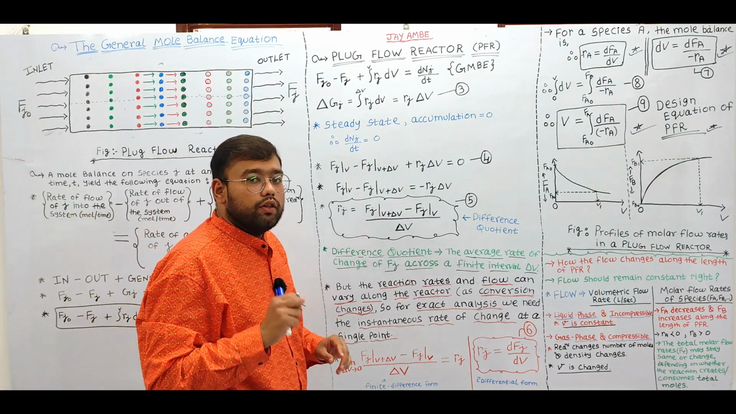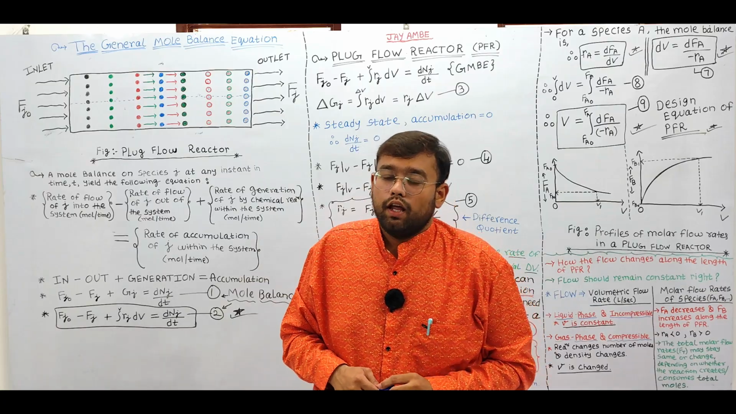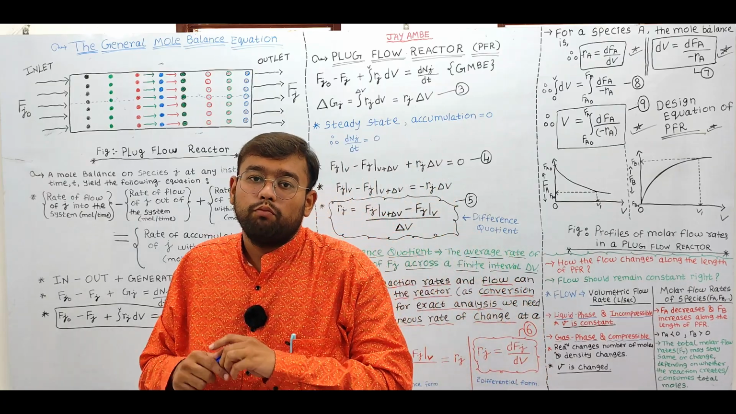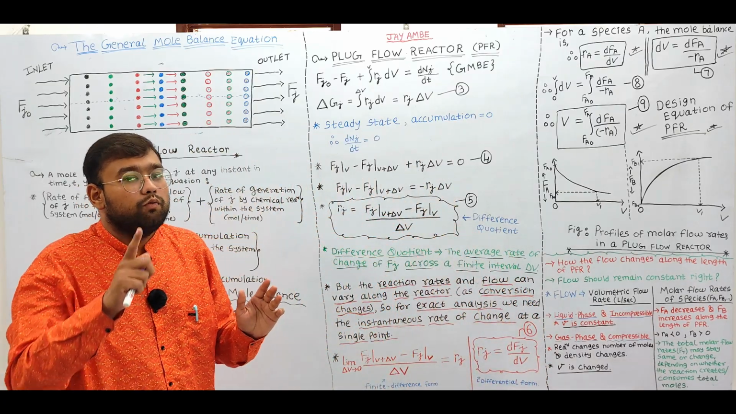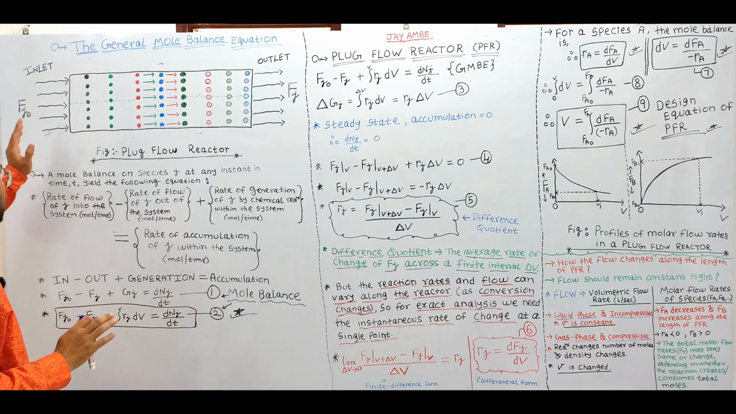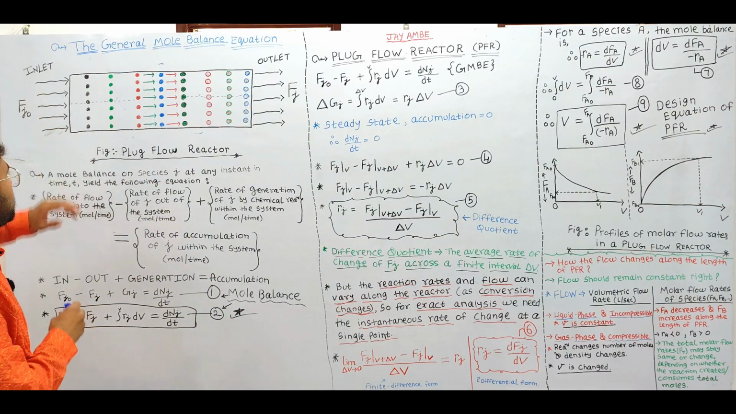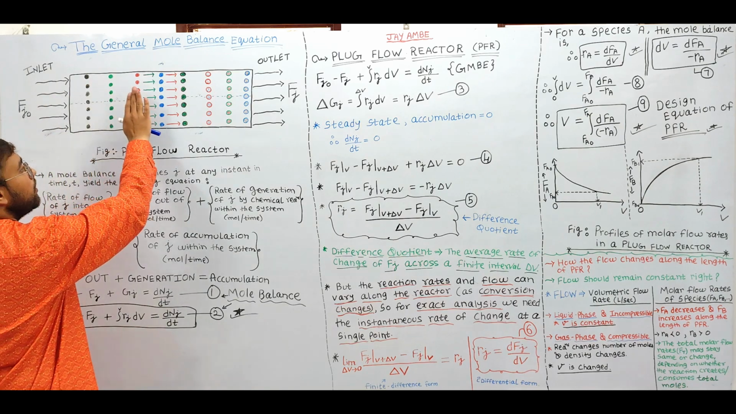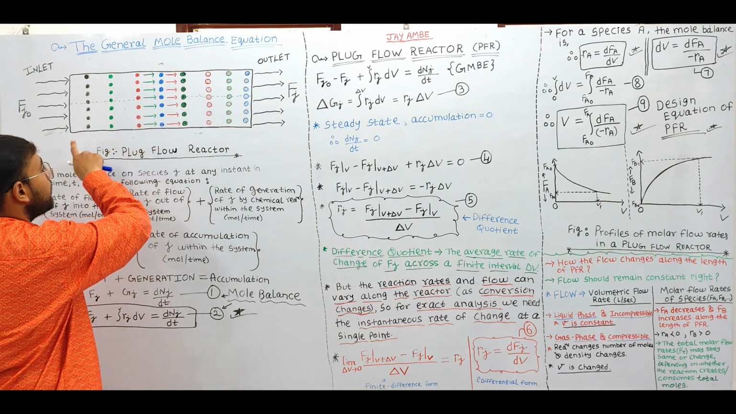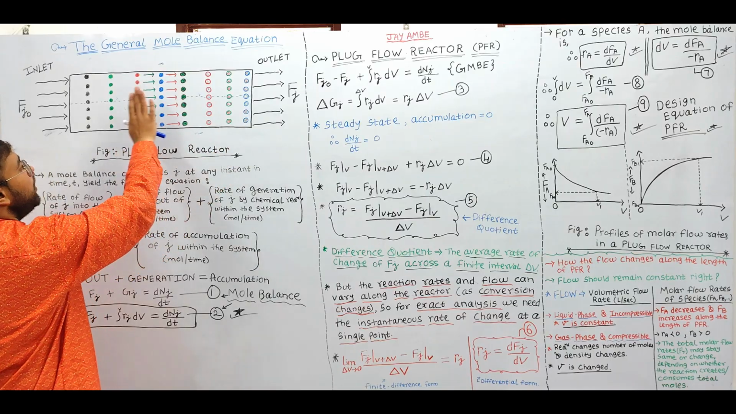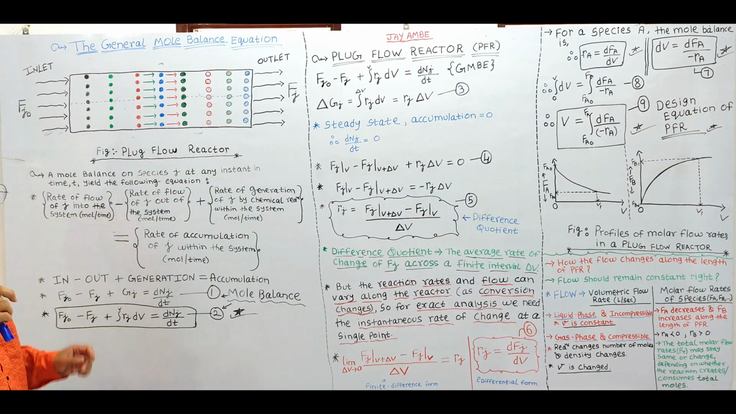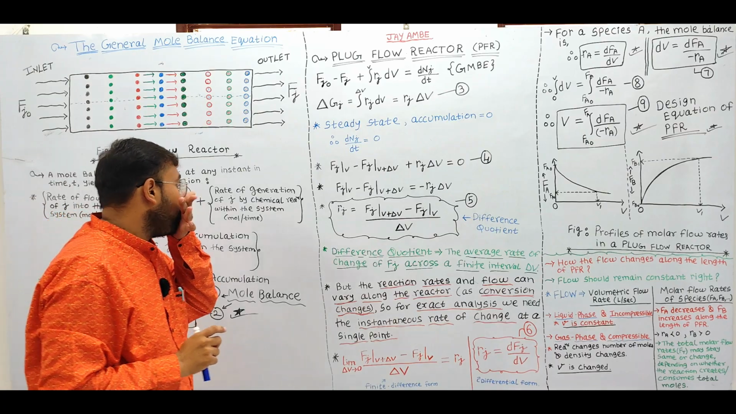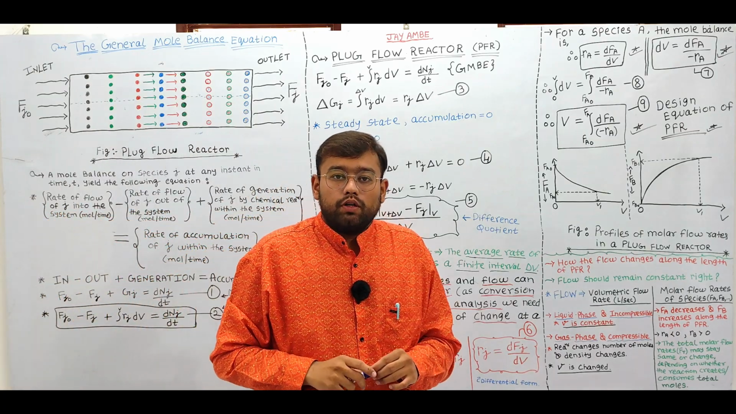Now the third assumption is that the flow should be uniform throughout the entire reactor volume. The flow of fluid throughout the entire length and volume of the reactor should be uniform. It's the idealized plug flow reactor. Okay, I hope you have understood.